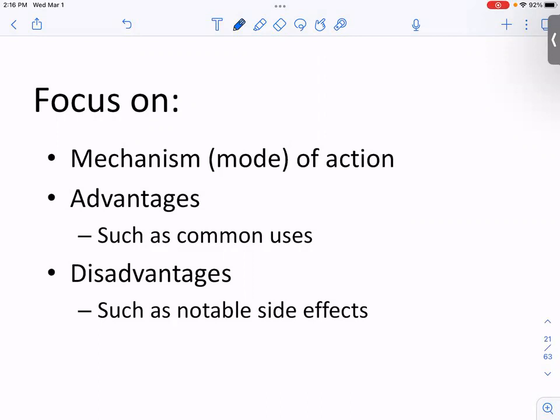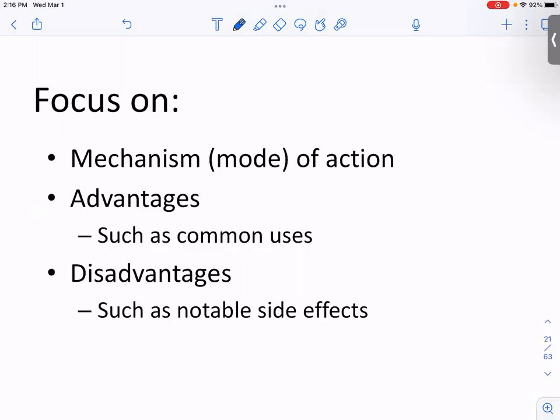If I were to ask you something about a drug on an exam, I would give you more information, like this is a drug that does this, this, and this, not just that this drug is broad spectrum. So focus on the mechanism of action, focus on the advantages, like why would we want to use this drug? What are some infections that it works really well against? What's really nice about it? And also disadvantages. What kind of side effects do we have to deal with if we're going to use this drug?